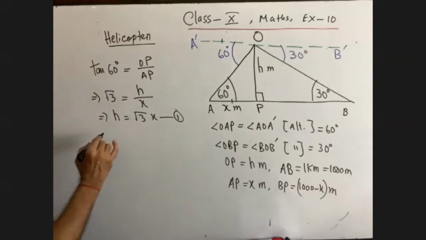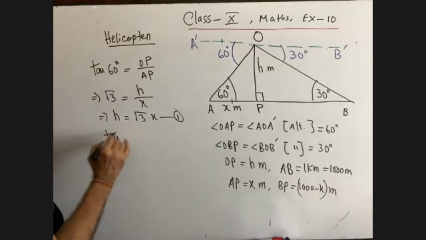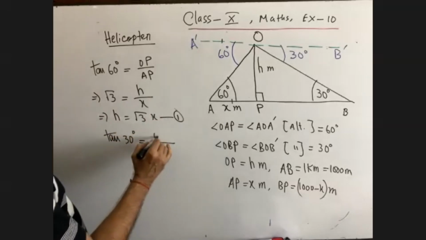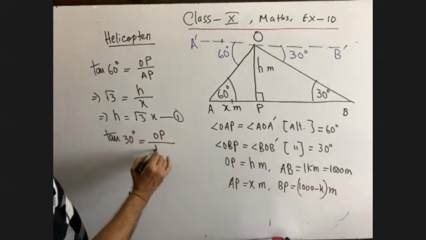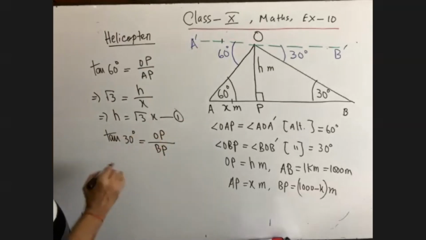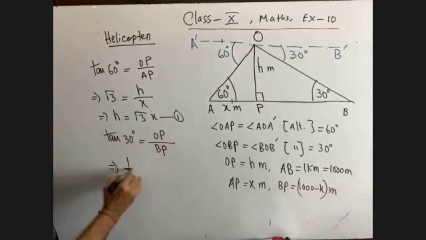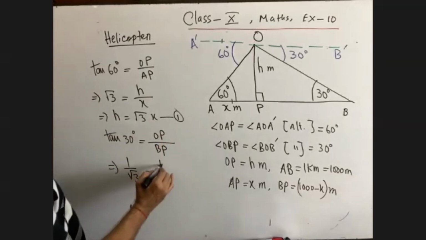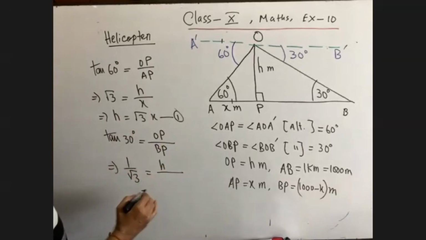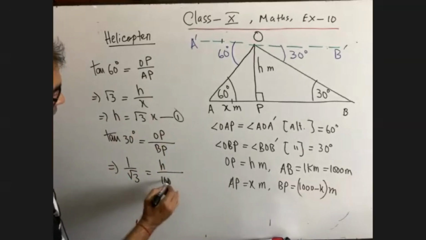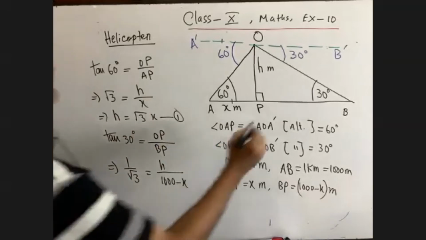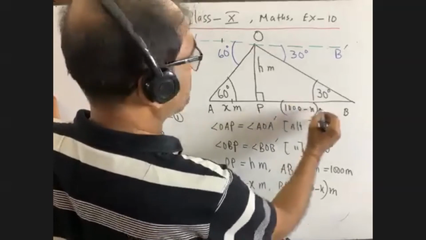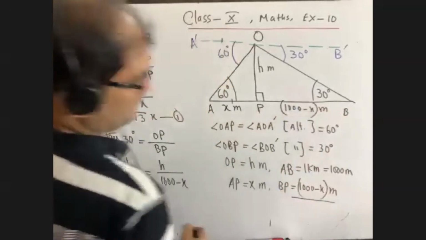Now, if we write down tan 30 degree is equal to what? This is OP and this is BP. Tan 30 is what? 1 by root over 3. What is OP? OP is X meter. BP is 1000 minus X meter.